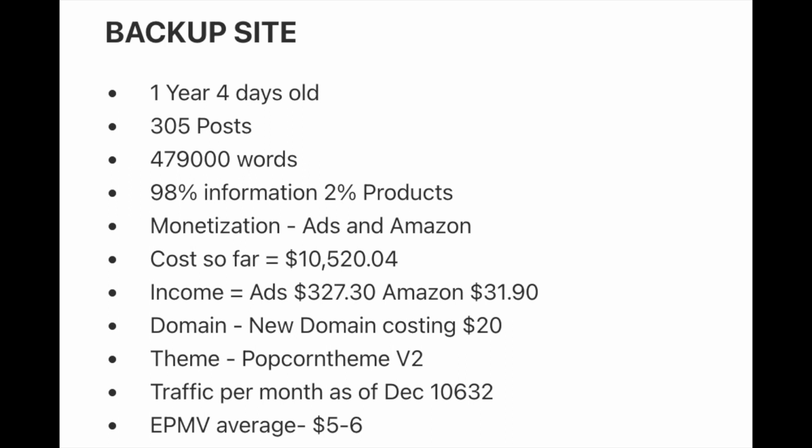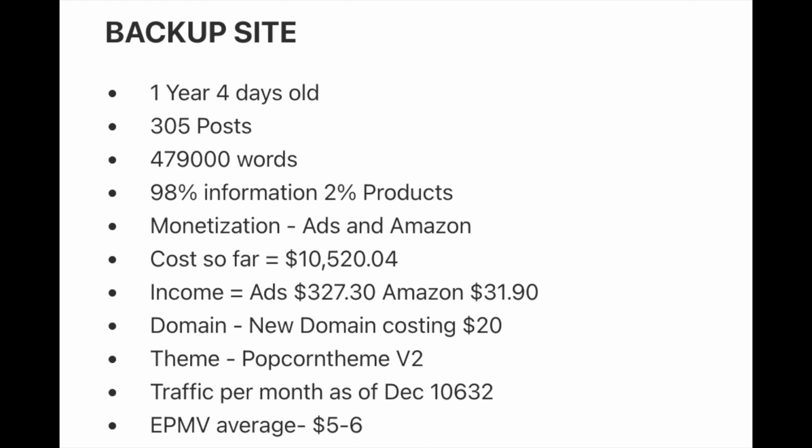Cost so far spent just over $10,000 on this website. Income is very low at the moment, $327 on ads and about $31 on Amazon. However, the traffic is rapidly growing now in the last few weeks, and the AdSense is increasing with that. So these numbers should really improve. The domain cost me $20. It was a brand new domain I purchased. I'm using Popcorn version 2 theme on there, of course. And my traffic as of December was 10,632 visits per month.